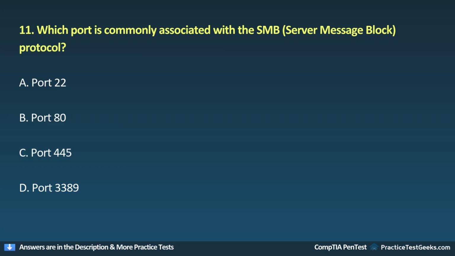11. Which port is commonly associated with the SMB, Server Message Block protocol? A. Port 22. B. Port 80. C. Port 445. D. Port 3389.